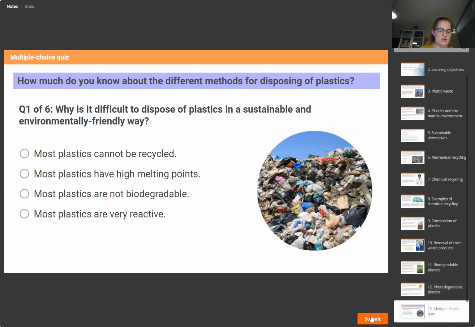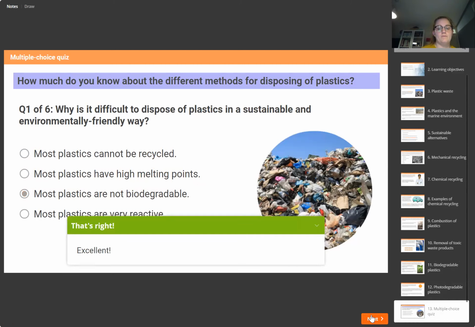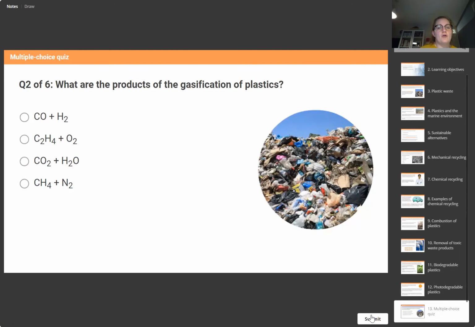So a couple of quick questions that we've covered here. Why is it difficult to dispose of plastics in a sustainable and environmentally friendly way? That's because most plastics are not biodegradable. What are the products of the gasification of plastics? That obviously is carbon monoxide and hydrogen.